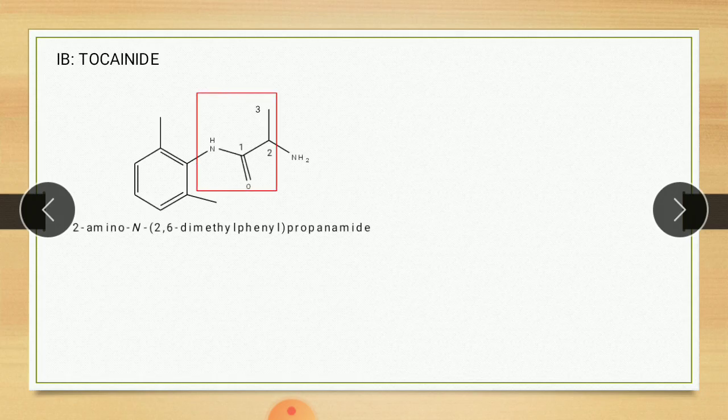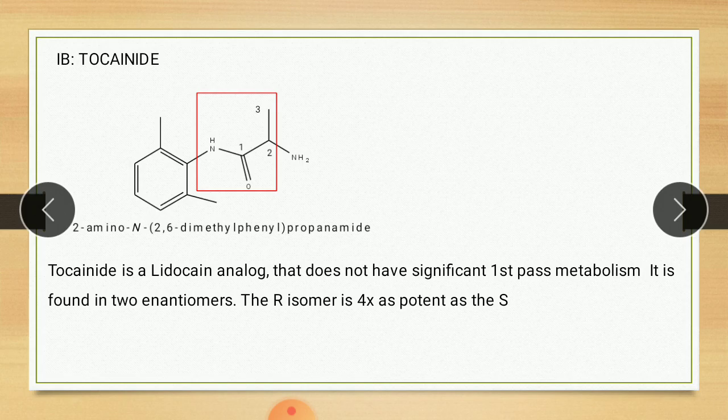Next drug, tocainide. So this is the structure of tocainide. If we see the IUPAC name of tocainide, here propanamide is the basic structure. So it is like procainamide, 3 carbon with an amido group. Again here second position amino, 2 amino, N means this N, ring is 2,6 dimethyl phenyl propanamide. Tocainide is a lidocaine analog that does not have significant first pass metabolism. It is found in 2 isomers. The R isomer is 4 times more potent as compared to the S isomer.